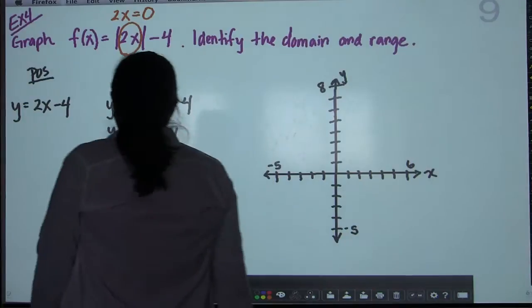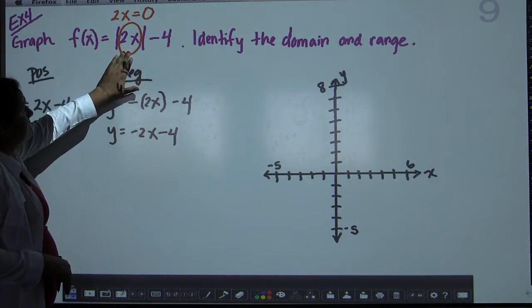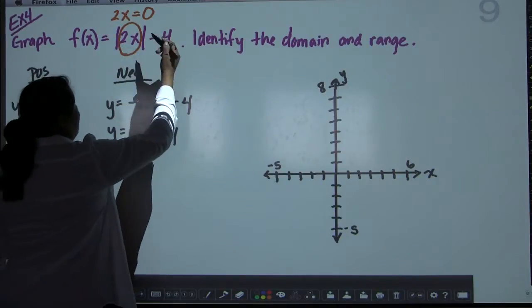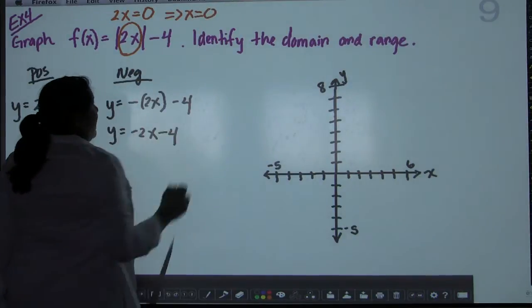So, as I was saying, to get the middle, you always want to take 2x, or whatever's inside the bars, and make it equal 0 and solve. So in this case, if I take 2x equal to 0, then that means that x equals 0. So that's going to be my middle.